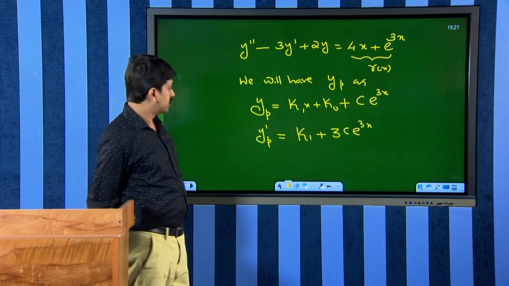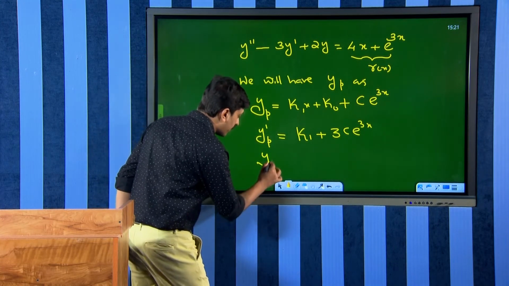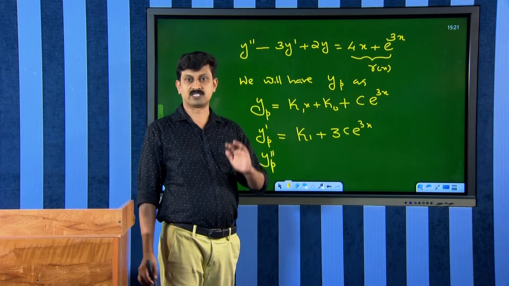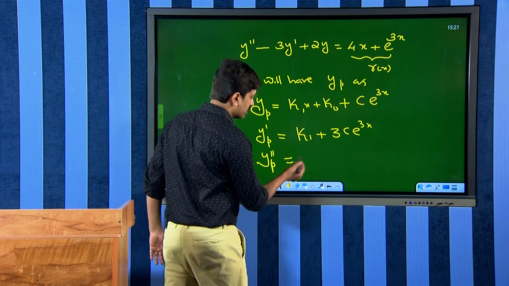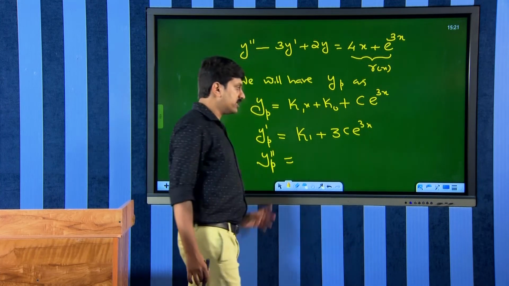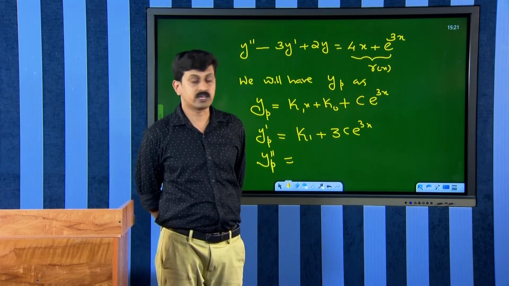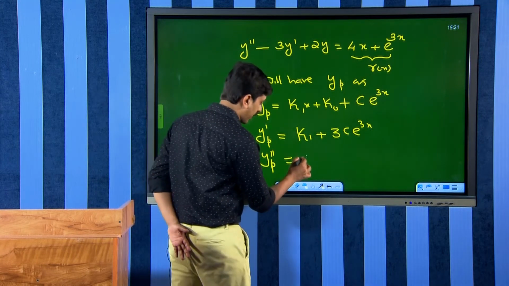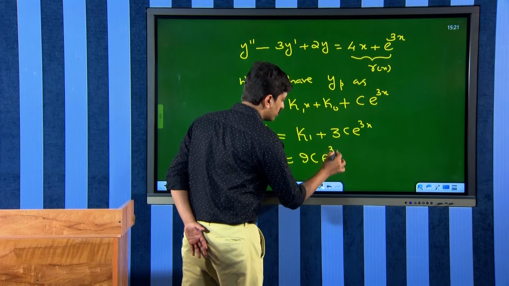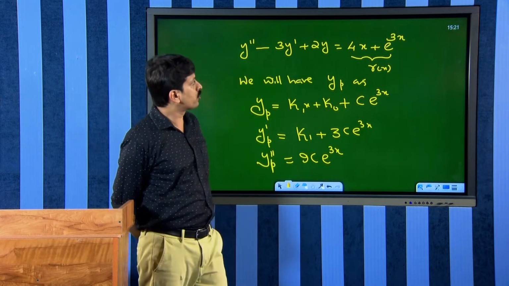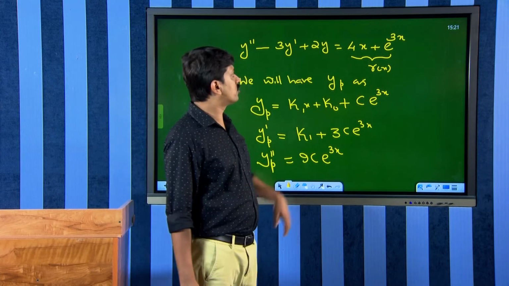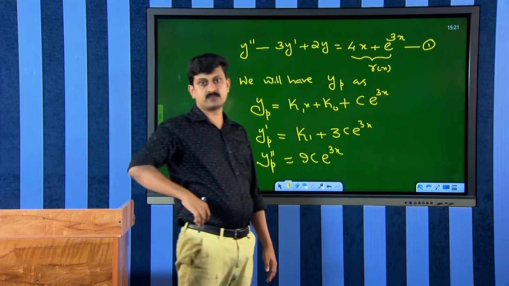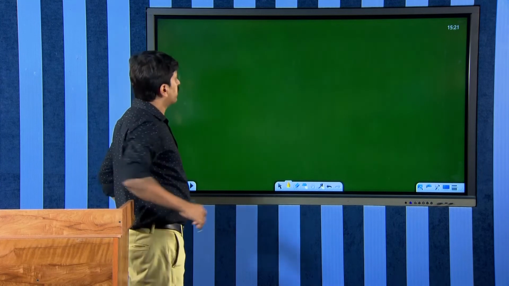And yp double dash: while evaluating yp double dash, k1 is a constant, so that is 0, and only 3c e raised to 3x remains. The derivative of e raised to 3x is 3 e raised to 3x, therefore 3 into 3, 9c e raised to 3x. Okay, we can apply this to our equation 1.